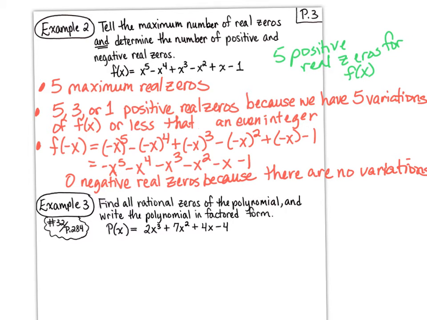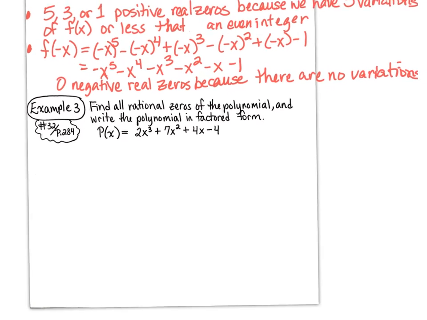Okay, so now what we're going to do is use the rational zeros theorem to find all of the rational zeros of the polynomial, and use Descartes' rule of signs to help us find out how many positive real zeros and negative zeros we have. And we're going to write this polynomial of degree 3 in factored form. Okay? So that's what we're going to do.